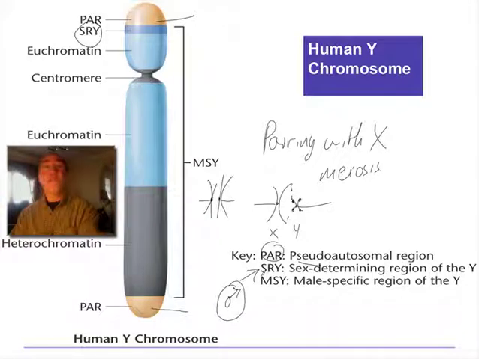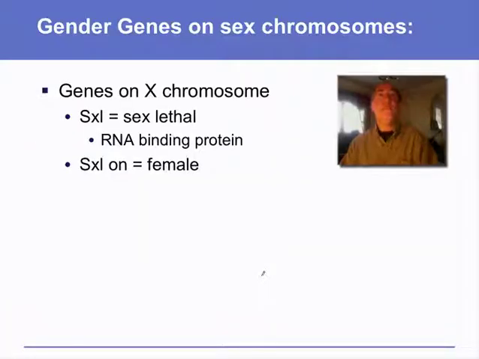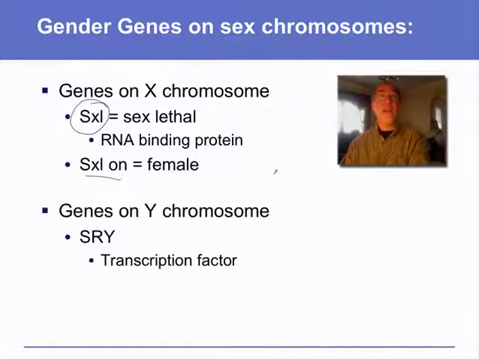There are also such important genes on the X chromosome. There's a gene called SXL, which stands for sex lethal. Its function is an RNA binding protein, and if SXL is on, then you end up being female. So this is a determination of sex on the X chromosome. On the Y chromosome, SRY, which we just talked about, is a transcription factor.